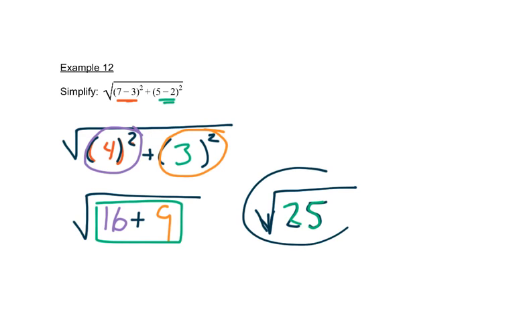And now we're ready to do the final step, the whole radical. The square root of 25 is 5. So 5 is our final answer.